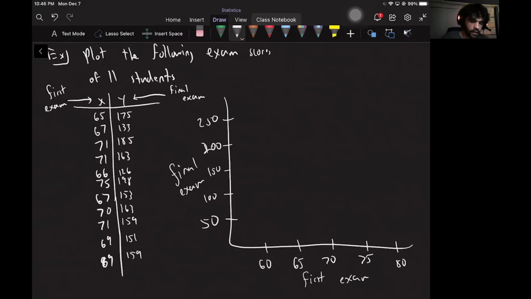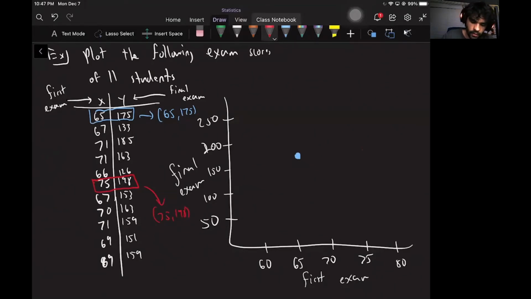Okay, and then I'm just going to plot all these points. For example, this is going to tell me that I should plot 65, comma 175. So 65, comma 175 is about right there. And then I'm going to do all of them. Maybe I'll do a couple in different colors just to show you. So 75, comma 198. So 75, and then I go up to 198.